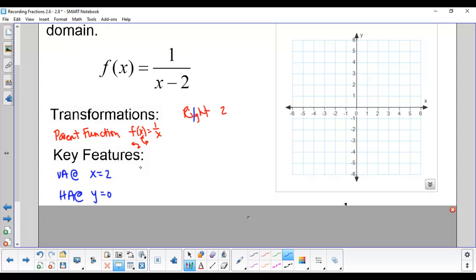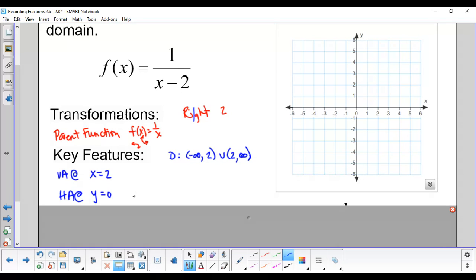Now, because I have this vertical asymptote, I know that the domain of my function is going to be everything except for that vertical asymptote. So therefore, it's going to go from negative infinity to 2, and then 2 to infinity.